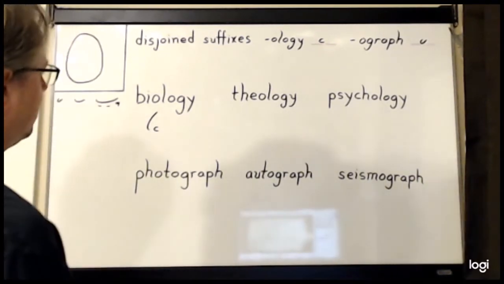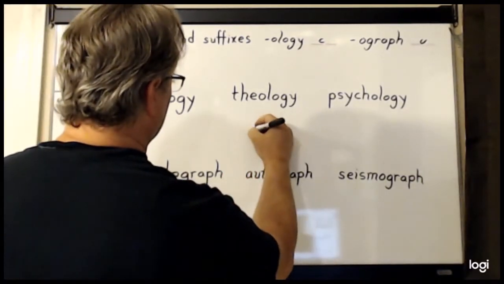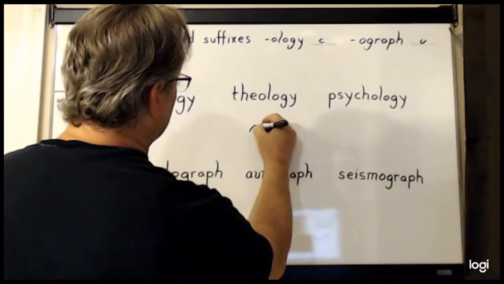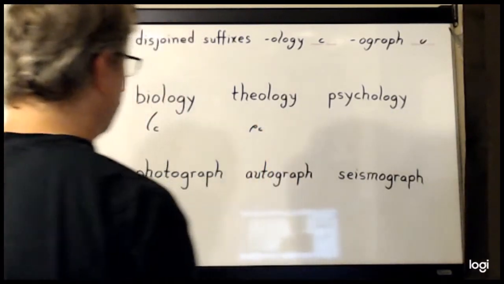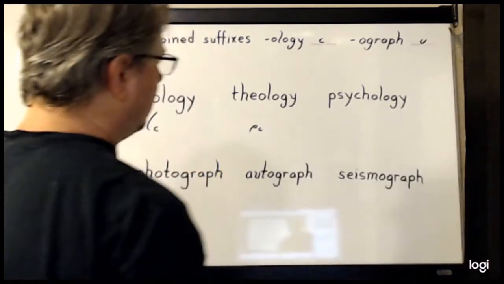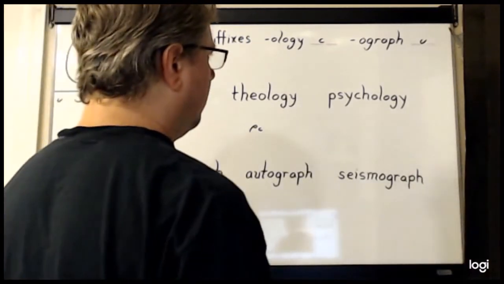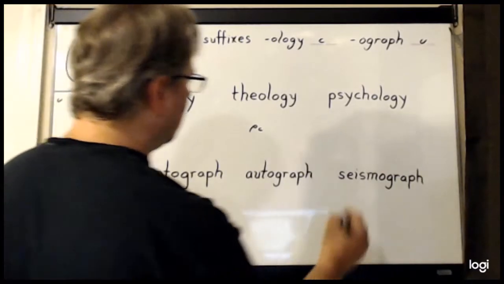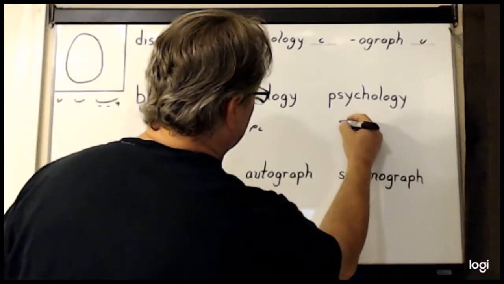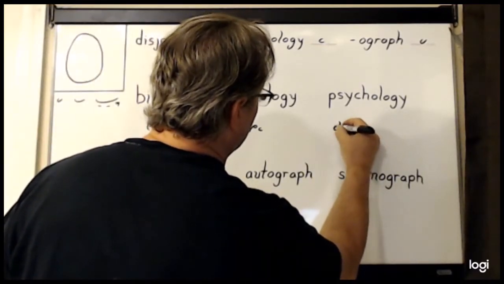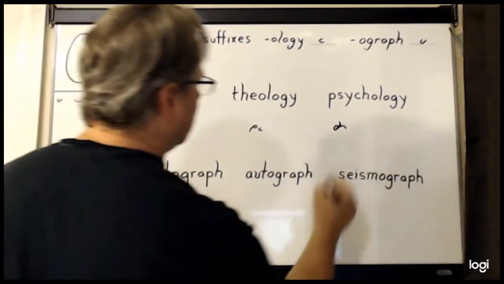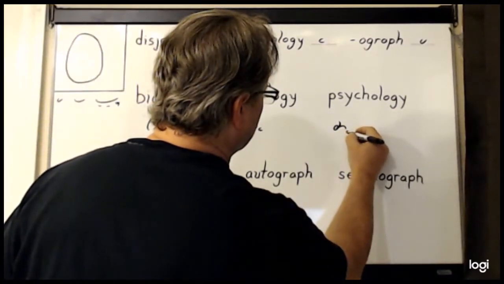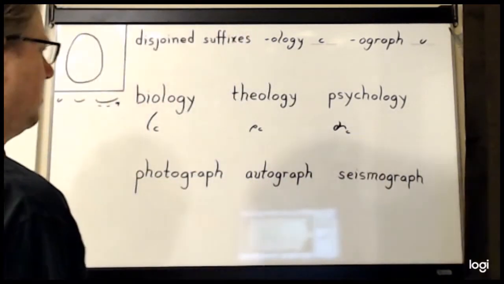For theology, just write the T-H-E, and again the O on its side for ology. For psychology, and here is where the phonetics plays a role, we'll write the S, long I, K, and then the O on its side for ology.